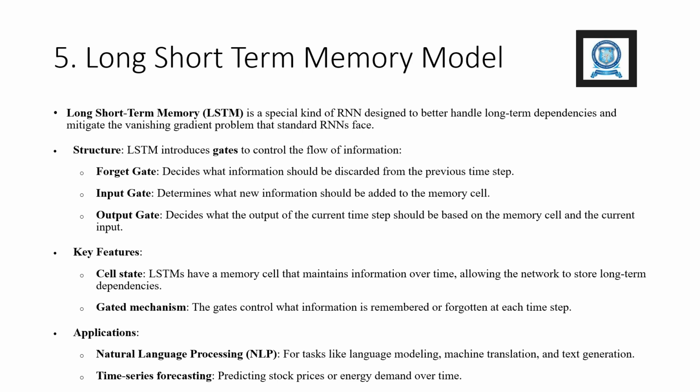Key features: cell state. LSTMs have a memory cell that maintains information over time, allowing the network to store long-term dependencies. Gated mechanism. The gates control what information is remembered or forgotten at each time step. Applications: natural language processing and time series forecasting.